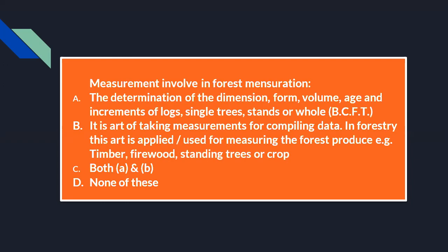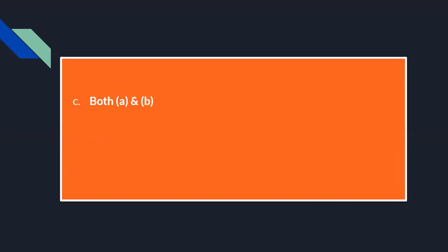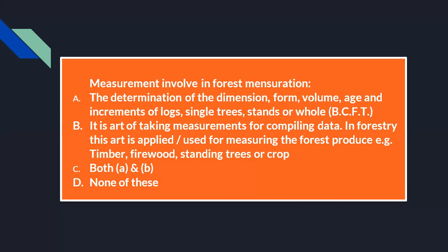Next question, measurement involved in forest mensuration. Forest mensuration means how we measure forests, for example tree height, tree volume; these come under mensuration. So this question asks what measurements are included in forest mensuration, and the correct answer is option C, that is both A and B.